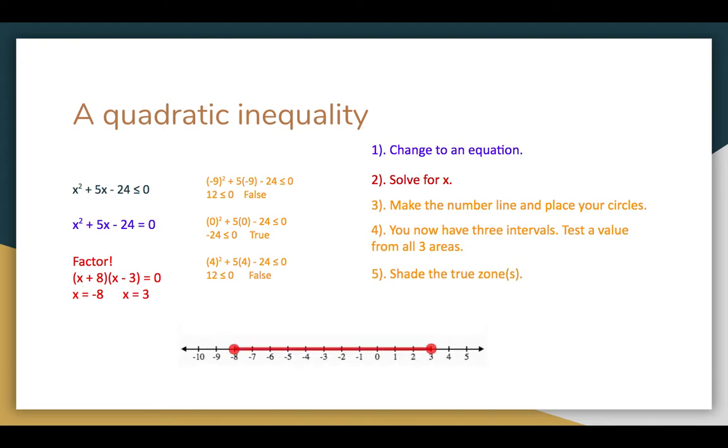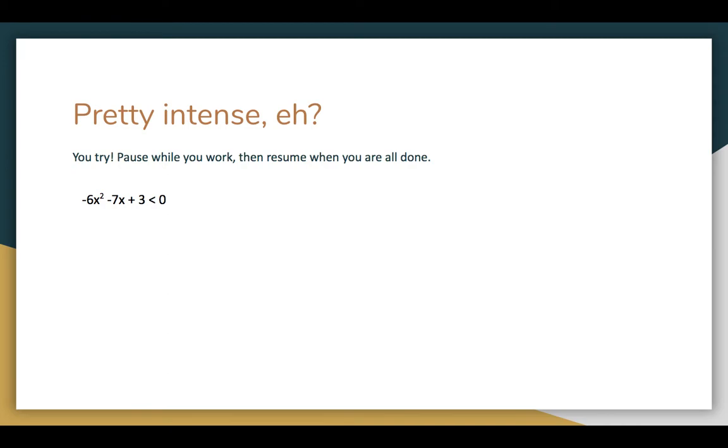There we go. Now that it's shaded, I'm going to write the inequality that I graphed. And that is that -8 is less than or equal to x, which is less than or equal to 3. Or x is between -8 and 3 inclusive, or you could say x greater than or equal to -8 and x less than or equal to 3. So you can see this came out a little different, and it's pretty intense.